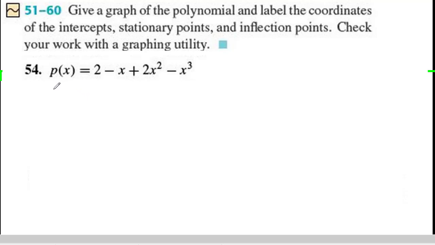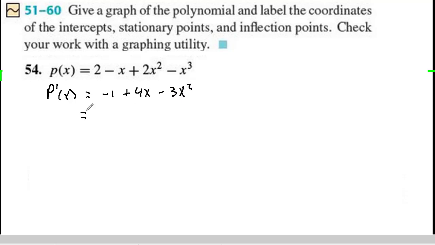Okay, so we'd like to know where this thing is increasing and decreasing and its relative extrema. So that is told to us by the first derivative. First thing we do is we find the first derivative. Derivative of the 2 is 0. Derivative of the x is negative 1. Derivative of the 2x squared is 4x, minus 3x squared.